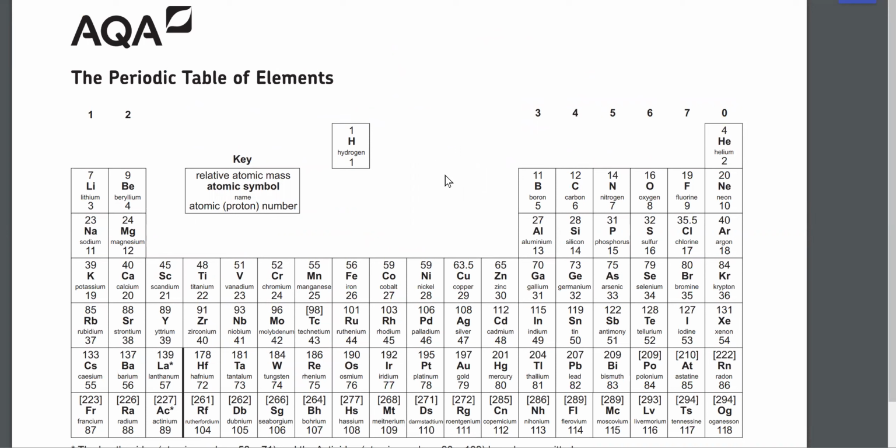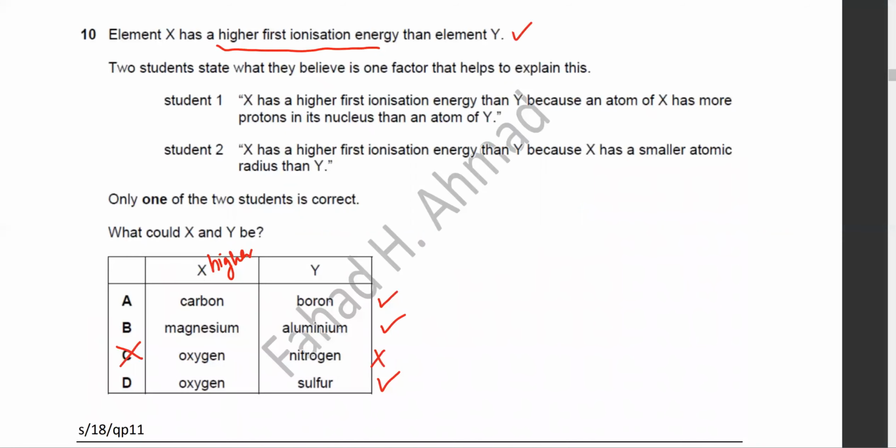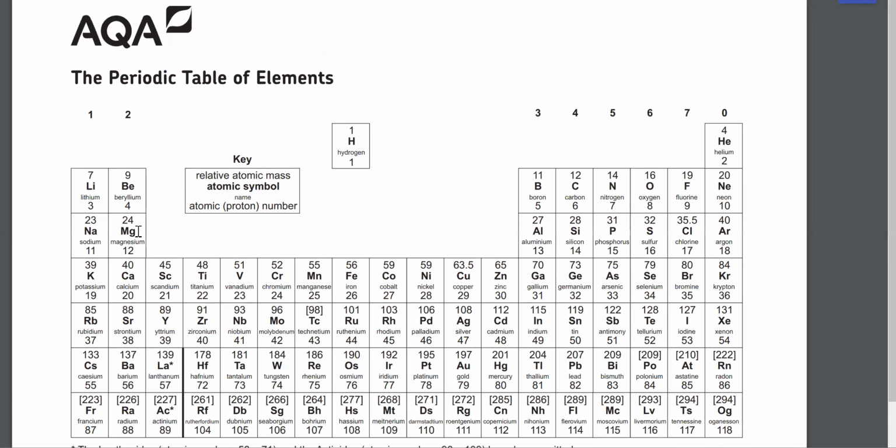Yes, sir. When you move across the period, the number of protons continuously increases. So that is the reason. That is true. So that means student 1's reasoning is correct. Carbon has more protons. What about magnesium being greater than aluminium? Is the reason more protons, magnesium having a higher ionization energy compared to aluminium? Is it due to protons? No. The protons are not a factor because magnesium actually has fewer protons.